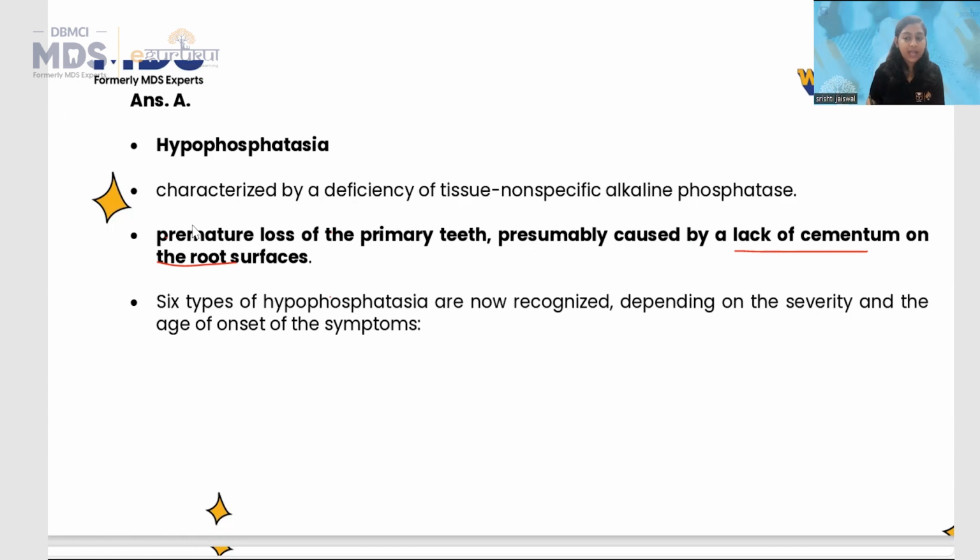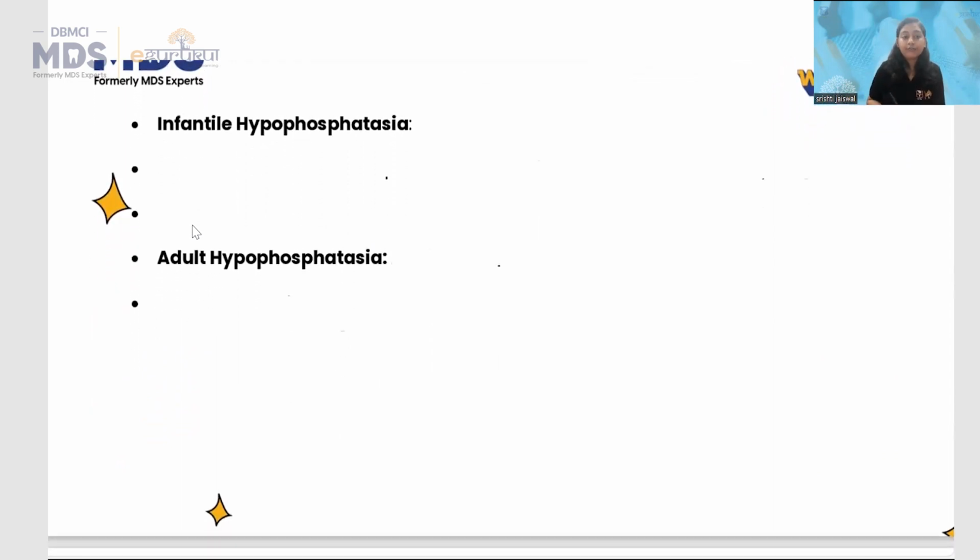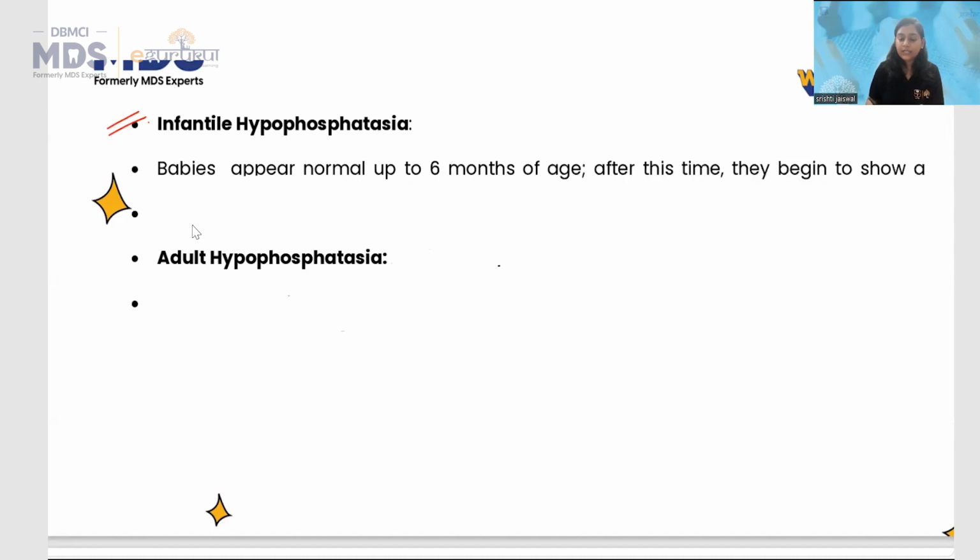Now, depending on the severity and the age of the onset of these symptoms, 2 types of hypophosphatasia are important, that is infantile and adult. Obviously, infantile, that is occurring in small babies, will have a more severe presentation. So, babies appear normal up to 6 months of age, but after this time, they begin to show a failure to grow, and this is a very severe form. There is a premature loss of the teeth, and severe deformation is associated with infantile hypophosphatasia.